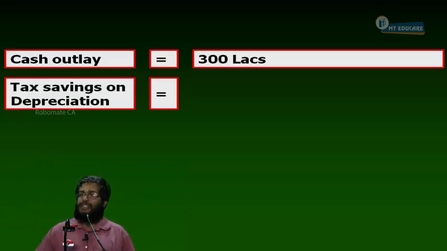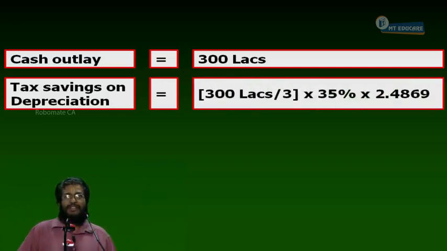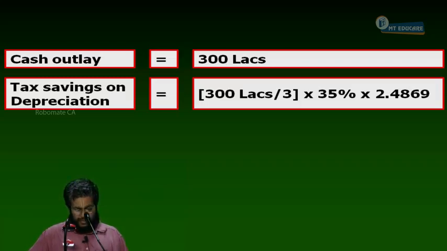So, how to find a present value? Multiply by annuity factor. Next, present value of tax savings is equal to 35 lakhs into... what is the discount rate? What is the rate you want as return? 10%. So discount at 10% for 3 years.